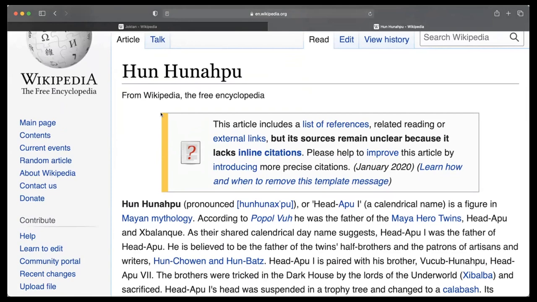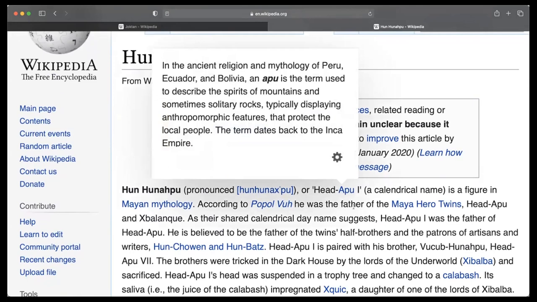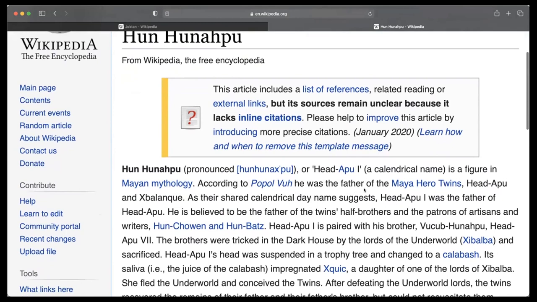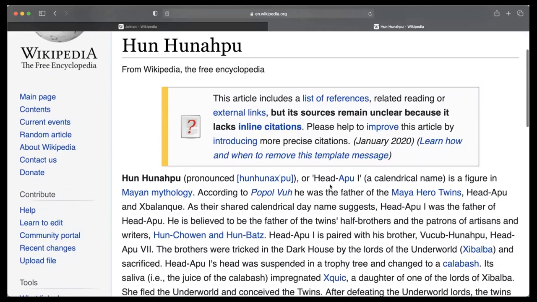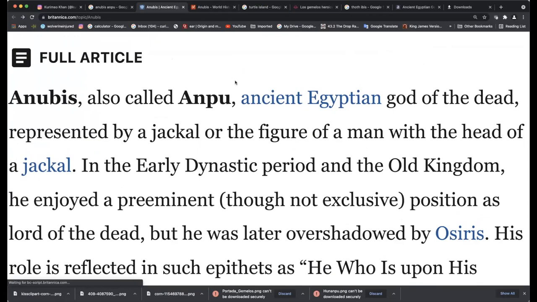Hunahpu. Now it says here, Hun Ahpu. Ahpu. Hunahpu is a figure in Maya mythology. According to the Popol Vuh, he was the father of the Maya hero twins. Hunahpu or Het Apu, Apu. All right. So Apu, right? The Het Apu, Apu, right?